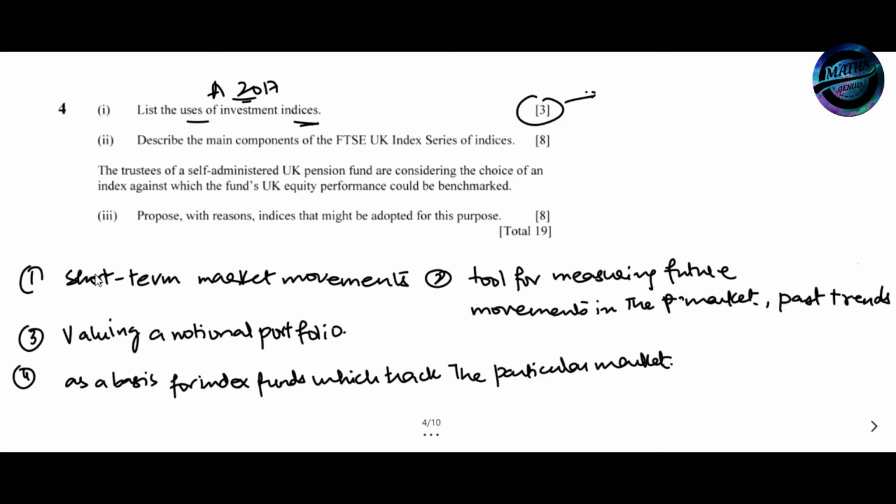Right? Since this is a 3-mark question, we won't be spending too much time on it. So by looking at these type of things, we have been asked to tell the uses of investment indices. What are indices? Indices are measures. They measure the performance of the market. So the first one includes short-term market movements. The second, that it can be used as a tool for measuring future movements in the market based on the past trends. Then it is used for valuing a notional portfolio, and then as a basis for index funds which track the particular market.